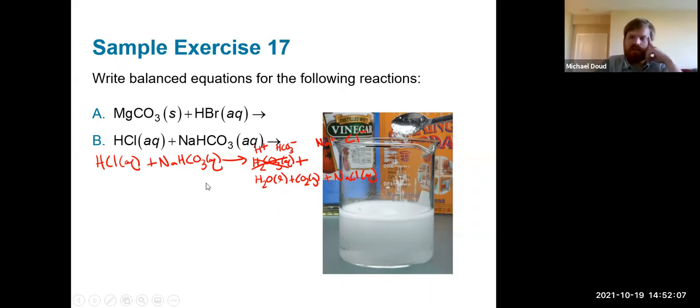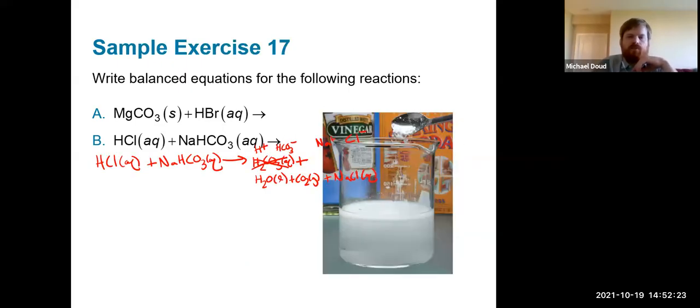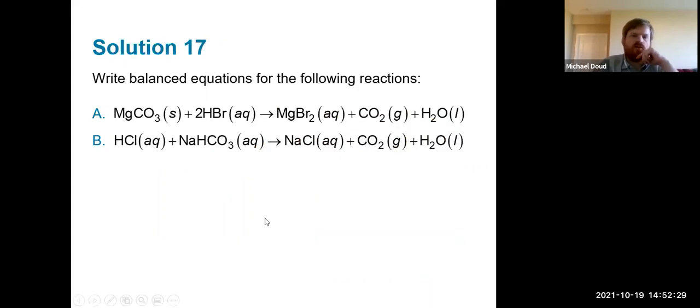One thing I want to point out is if you do have to balance this at any point, sometimes it's easier to balance it when you have it as H2CO3 before it decomposes into H2O and CO2. Sometimes that's easier to do. Anyways, go ahead, give A a shot here, and then we'll take a look at the answer on the next slide. So pause the video.